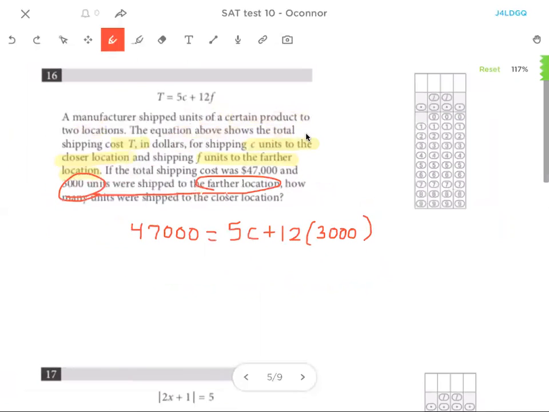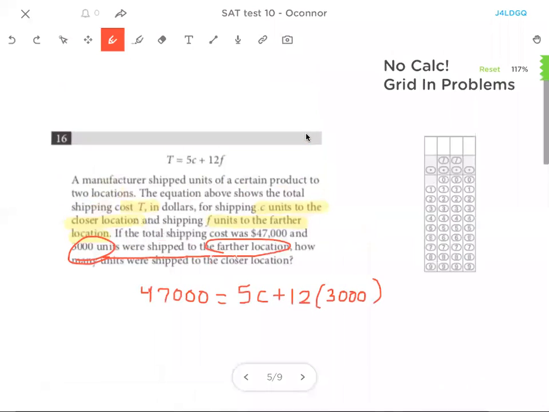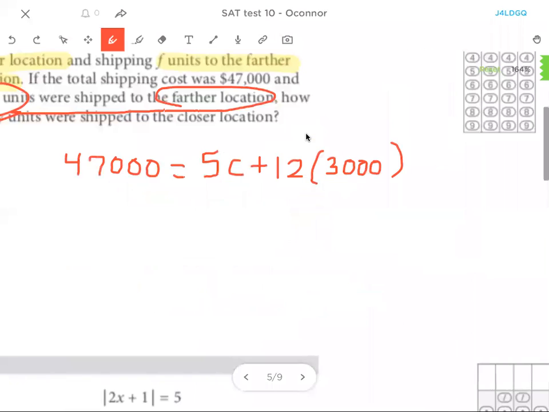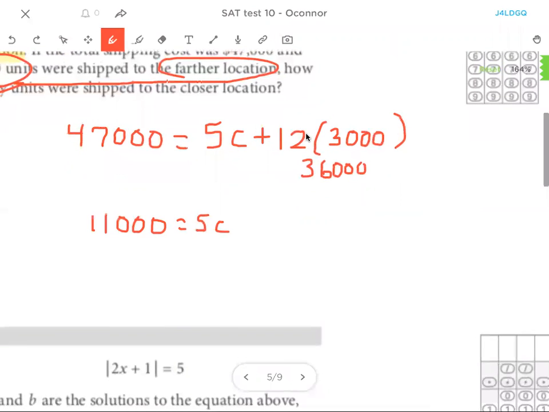All right, so I do believe this is part of the non-calculator part. I did write that up there. So let's see, this is going to be 3,000 times 12. Well, I know 3 times 12 is 36, and add the zeros. So that's 36,000. And then I'm going to subtract that to the other side. So 47,000 minus 36,000 would be 11,000 is equal to 5C. And then we're going to divide both sides by 5.